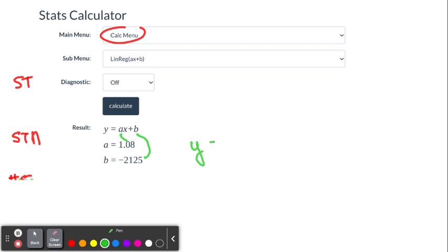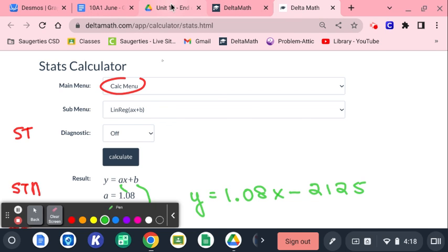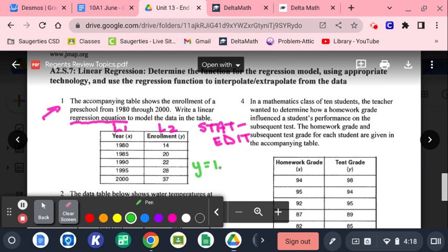So I would say y equals 1.08x plus negative 2125. So I'm going to write that down on my other page. So here, y equals, I don't even remember what it was. 1.0. And I believe that's all we had to do. Let's move to the next one.